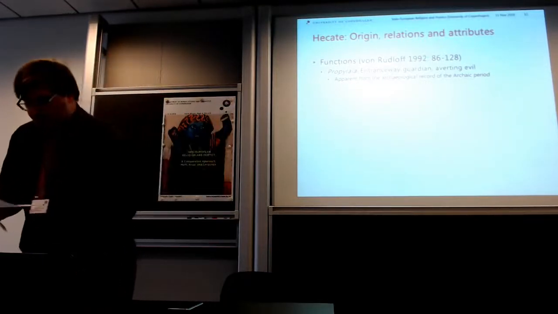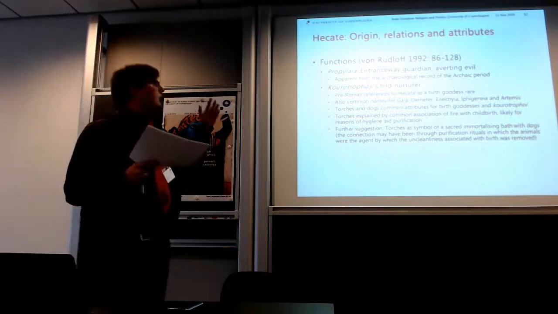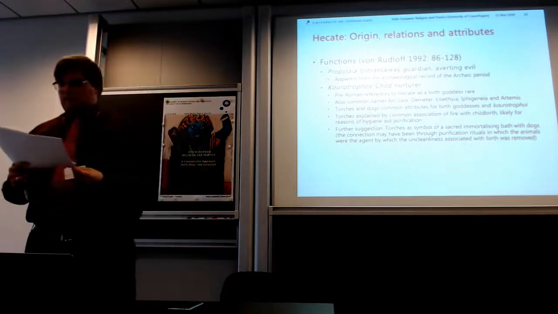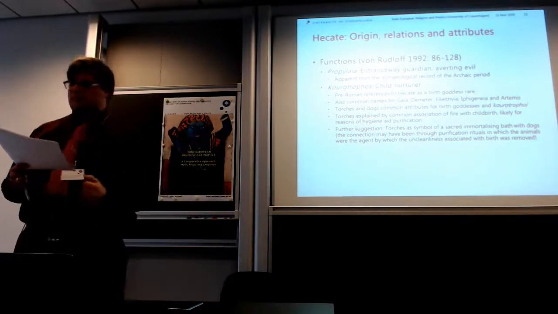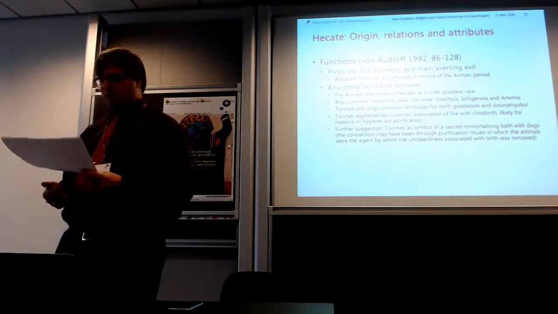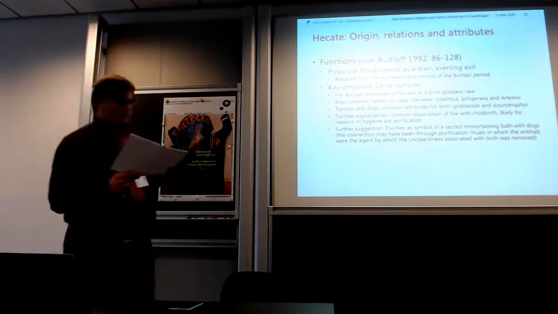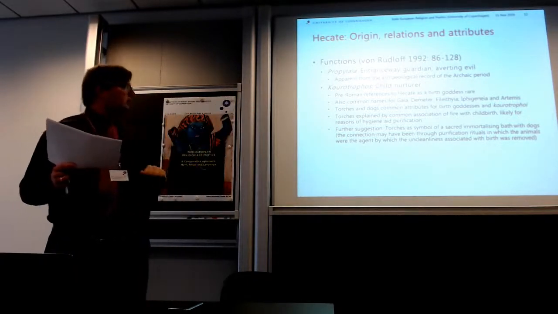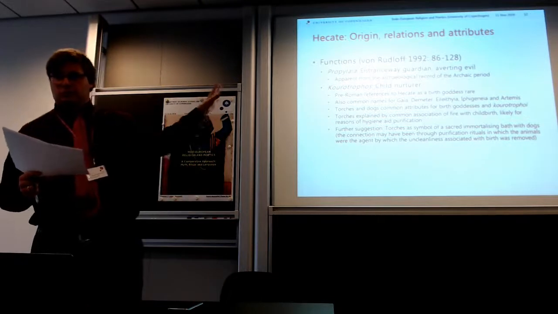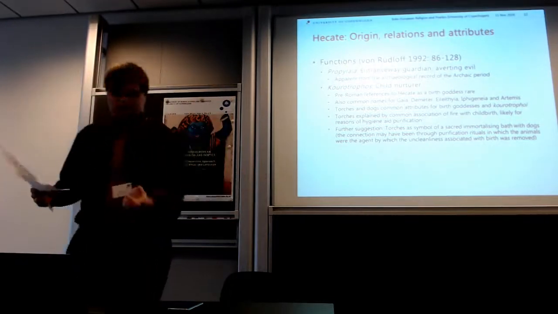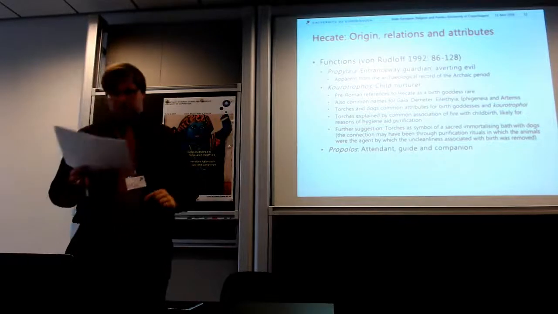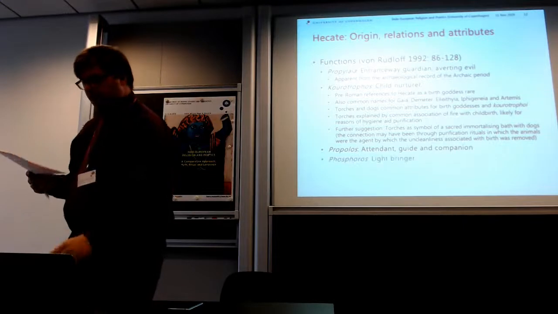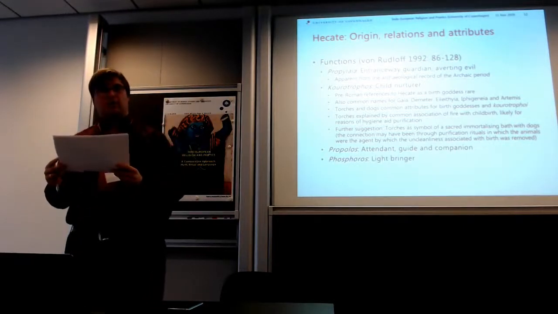We also see her as the Kurotrophos, the nurse of children, or the birth goddess, so to speak. We have some, but the pre-Roman references to Hecate as a birth goddess are quite rare. We see here that in this function she's associated with torches and dogs. So I'll return to that a little later, what these dogs might mean here. She's also a propolos, an attendant, guide and companion, just as she's a phosphoros, a light bringer or a light bearer.